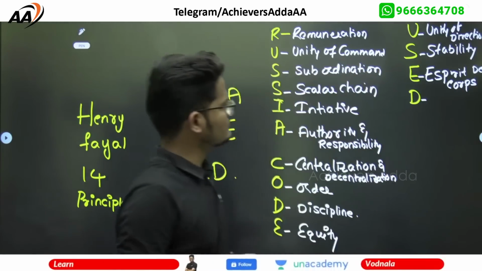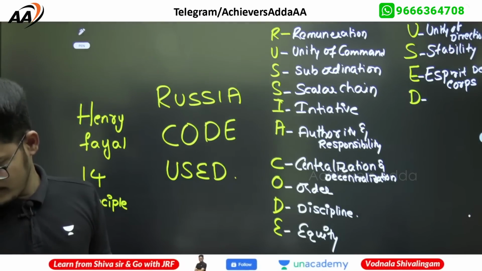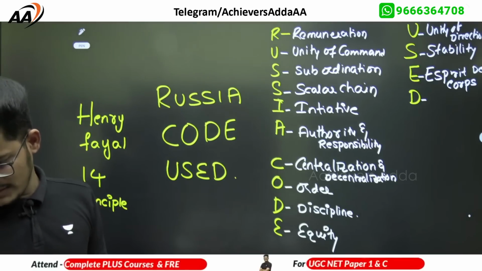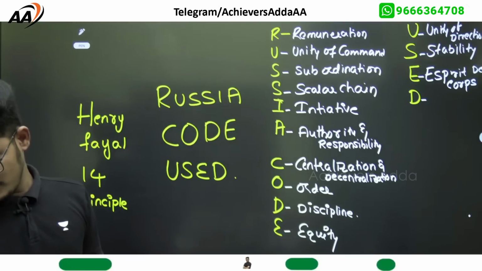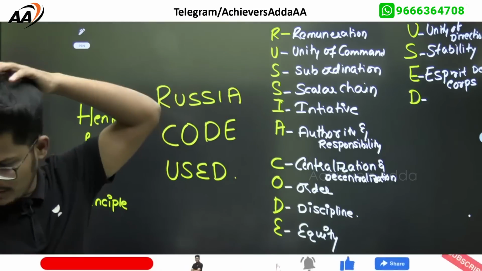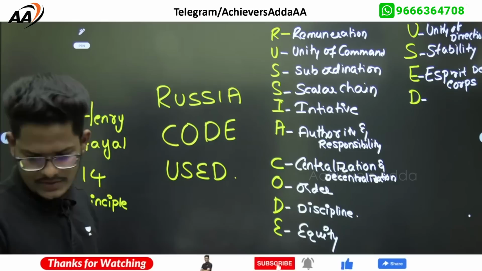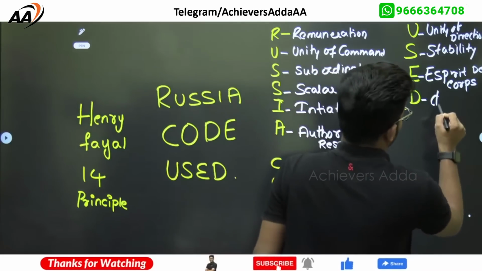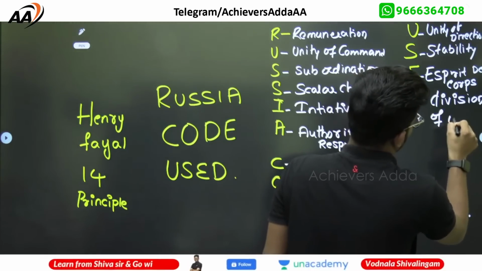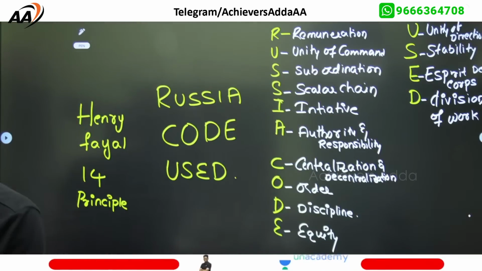D is... direction? Not direction. Unity of direction is already completed, no? Division, I think. Division of work. This is the total Russia code used.